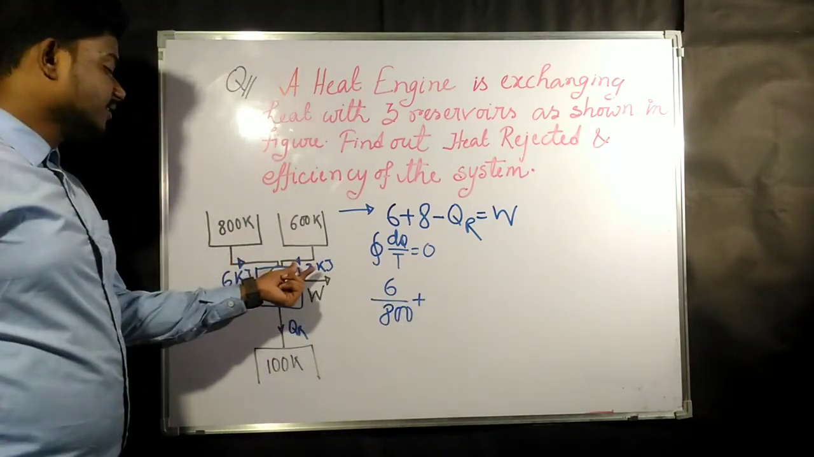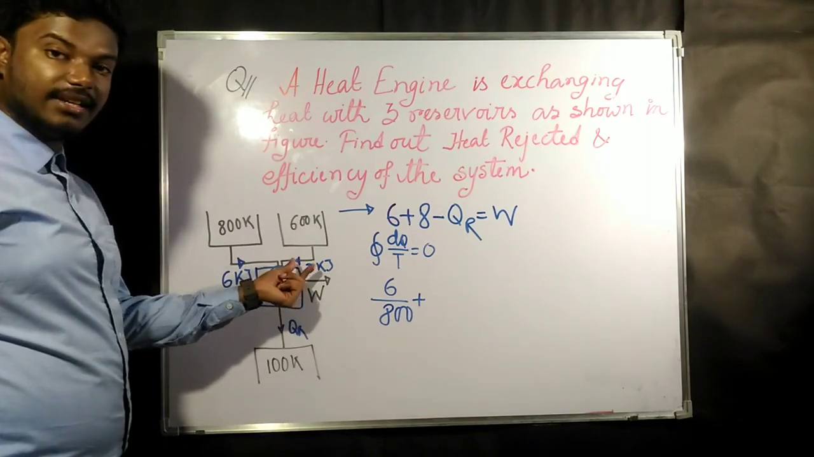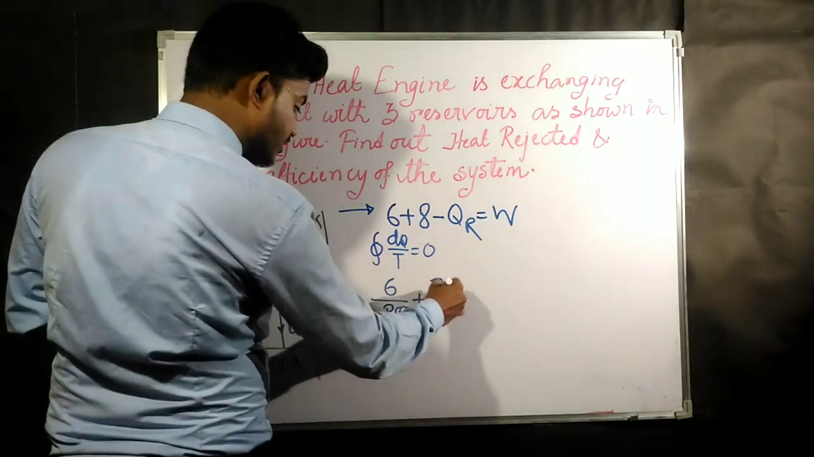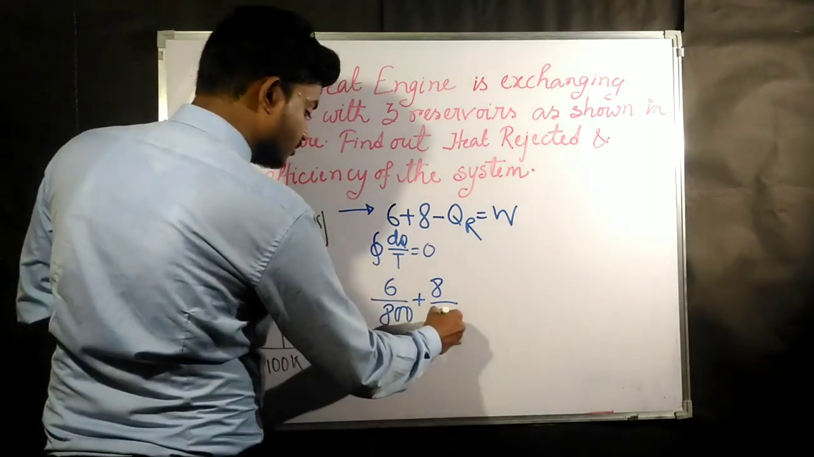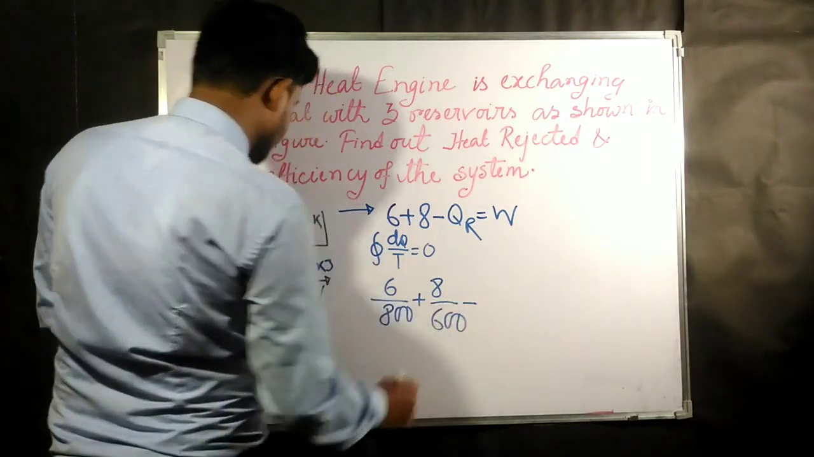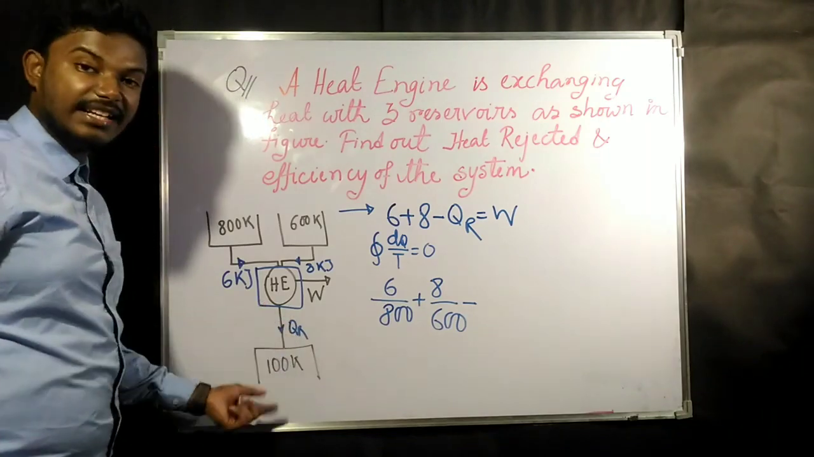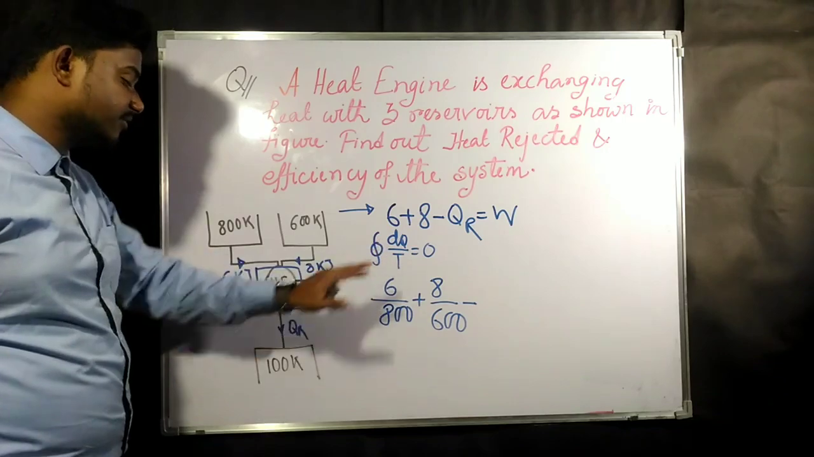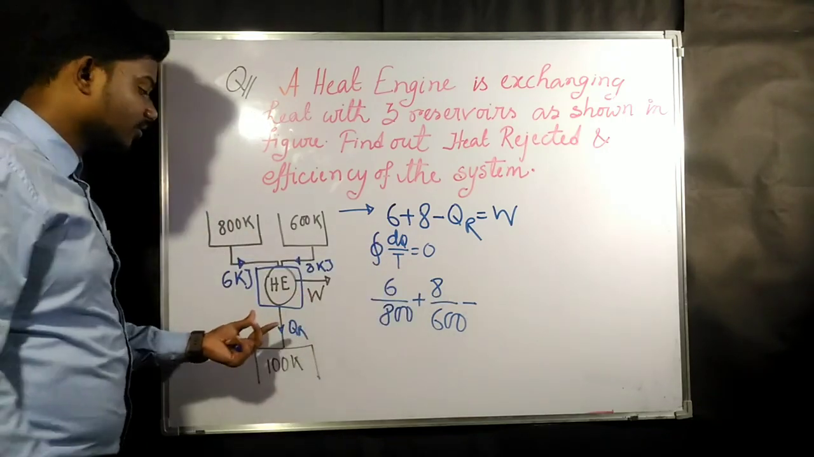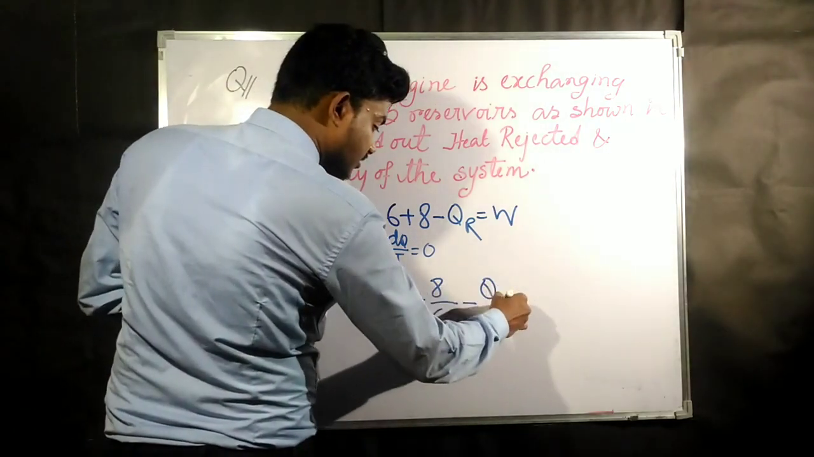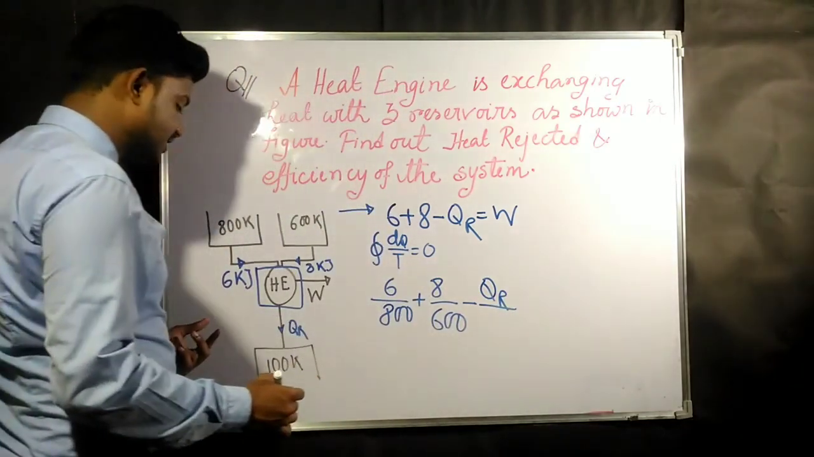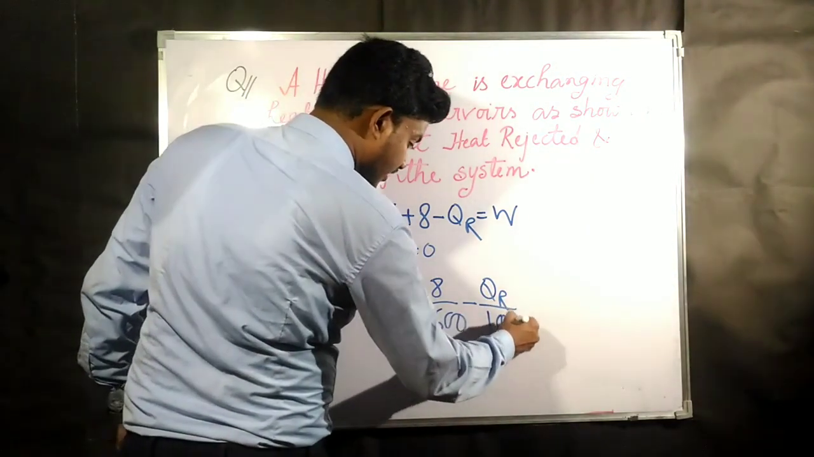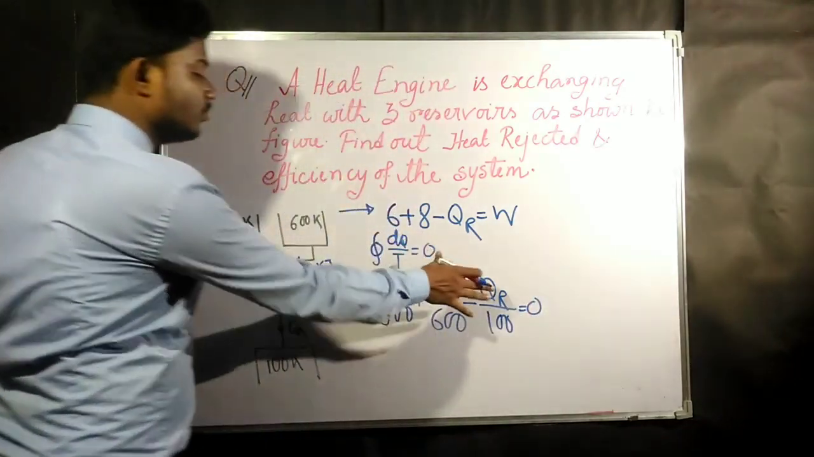plus, again this is the amount of heat that is getting into the system. So again this will be positive. So 8 by 600. Okay, again this is the amount which is getting rejected from the system. Okay, that means the dq is going to be negative. So we are putting minus there. So what is the amount of this? This is QR. Okay, which is getting rejected, and at what temperature it is going to get deposited? This is 100. So the cyclic integration is going to be 0.